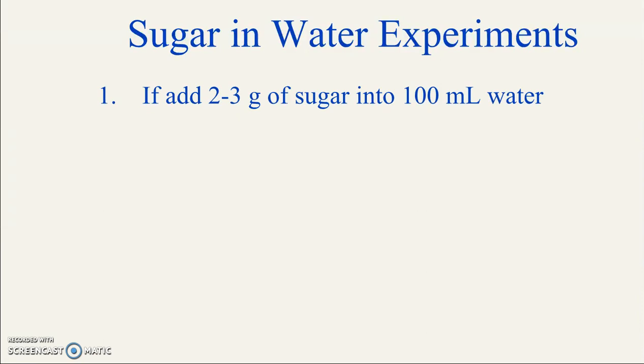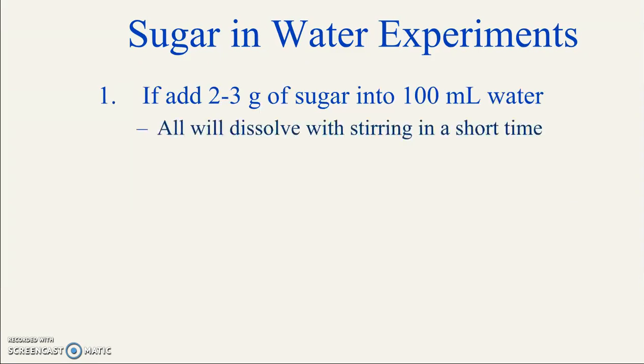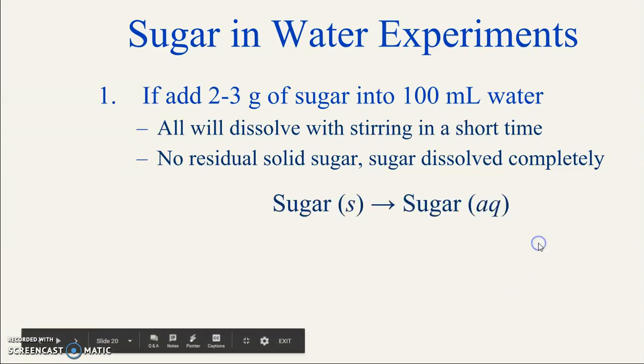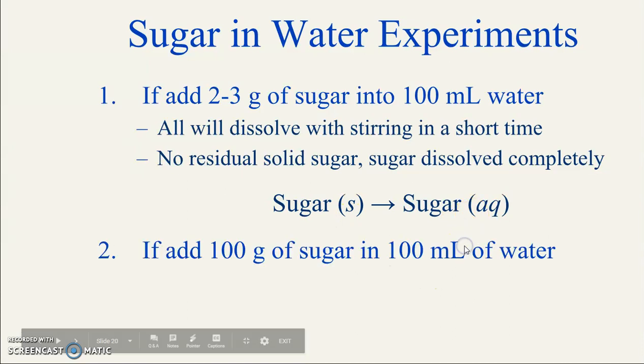So if I add 2 to 3 grams of sugar into 100 mL of water, all of it will dissolve with some stirring in a short amount of time. I wouldn't even have to stir it, but to make it happen faster, I'm going to stir it. I will end up with no residual solid sugar. All the sugar will be dissolved. So it will go from solid sugar to aqueous sugar.